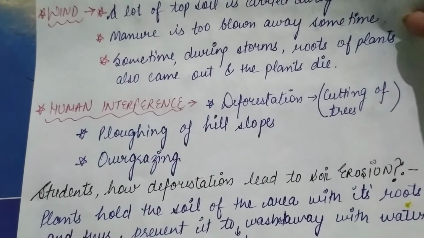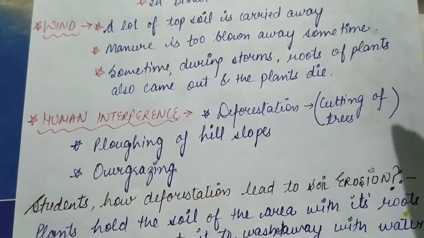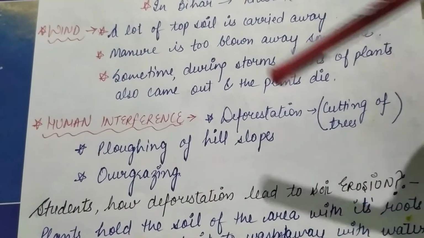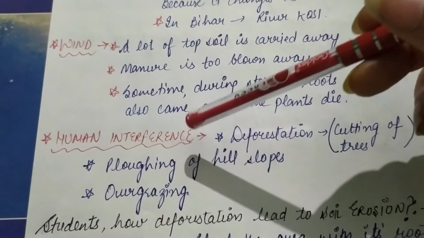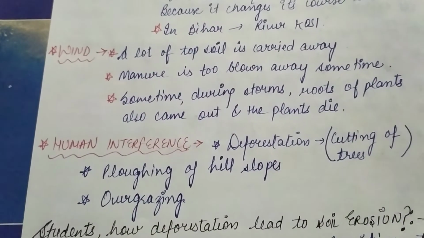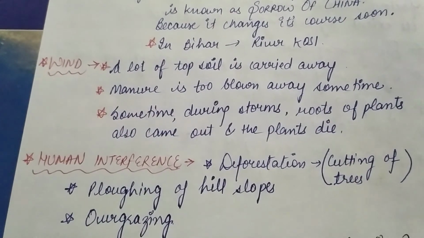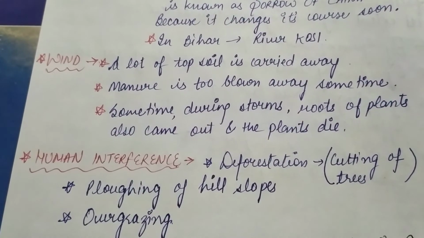And another factor, yes, we people, that is human interference. The first is deforestation, that is the cutting of trees. Another is plowing of hill slopes and overgrazing by cattle. All these activities just increase the effect of soil erosion.